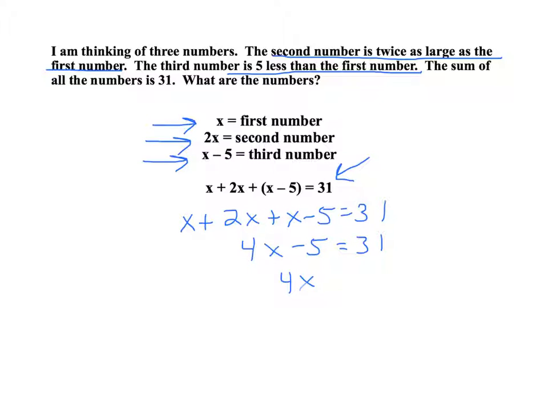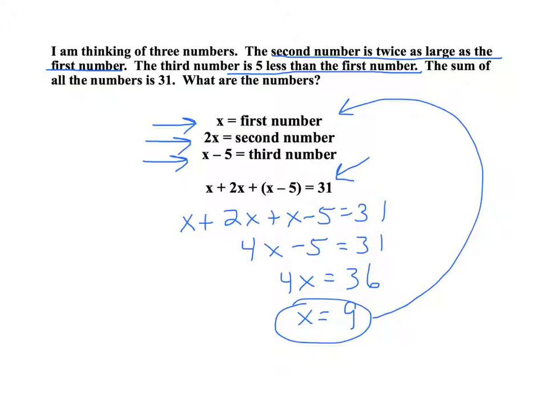If I added 5 to both sides, I would get 4x is equal to 36, and then dividing both sides by 4, I would get x is equal to 9. Once again, I would put this information back into the labeling part. I know that the first number, x, is 9. That must mean that the second number is 18, which must mean that the third number is equal to 4. If I add up all those numbers, I would certainly get 31 for my answer, so the problem does work.